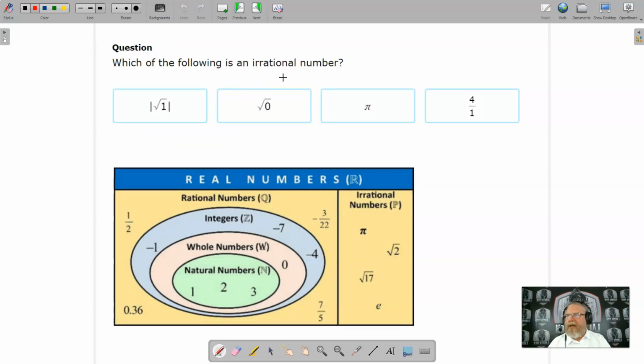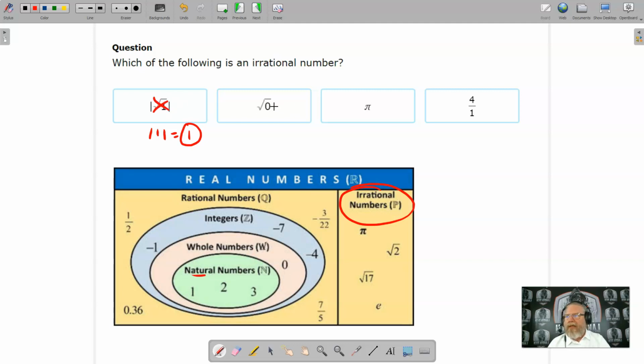Which of the following is an irrational number? Well, we're going to have to do a little bit of work here. Let's see. The absolute value of the square root of 1. Well, the square root of 1 is 1, right? And then the absolute value of 1 is equal to 1. 1 would be a natural number. So we're talking about irrational, just these numbers over here, right? We're wanting the stuff that belongs over here. Well, that would be here in natural numbers. So we could rule this one out.